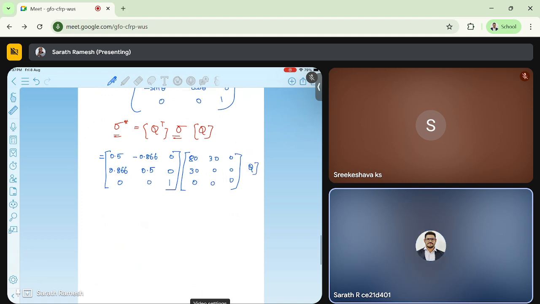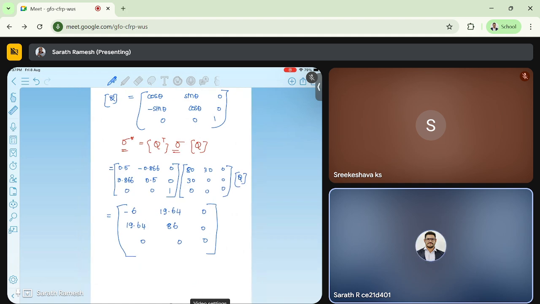Then again Q will come. So what will happen if we multiply all these things? We have to use the calculator again. I am writing directly the answer: minus 6, 19.64, 19.64, 86, 0, 0, 0, 0, 0. This is the final answer. If you are doing it, you should get this answer.